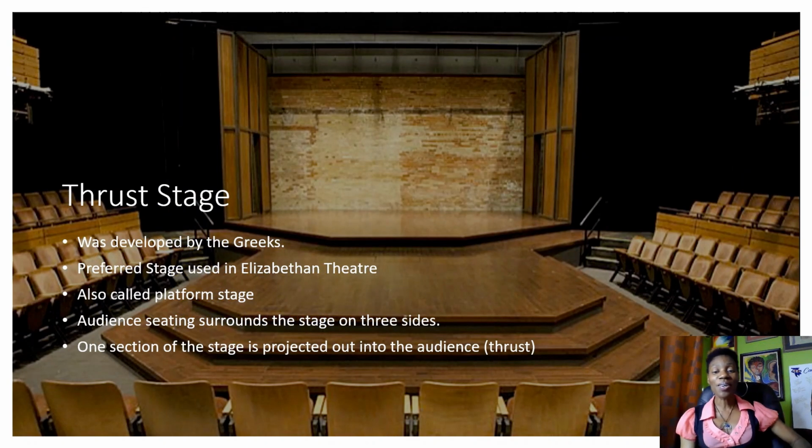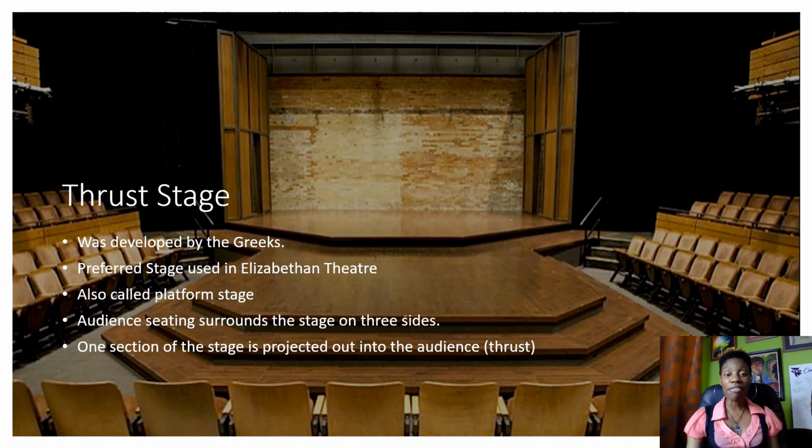All right, and so now that we've looked at the proscenium arch stage, we're going to look at the thrust stage, which is also another popular type of stage that is used. Here with the thrust stage, this was developed by the Greeks. But apart from it being developed by the Greeks, it was also the most preferred type of stage used during the Elizabethan period. And so Shakespeare and other persons, when they write, they would write their plays specifically to be staged on a thrust stage.